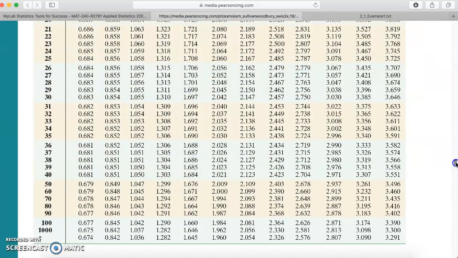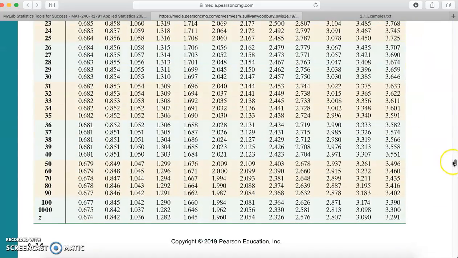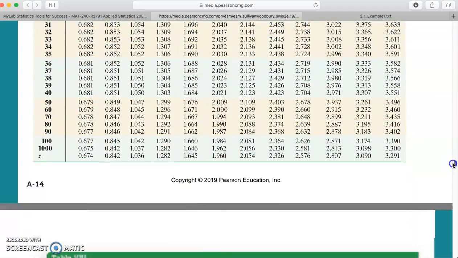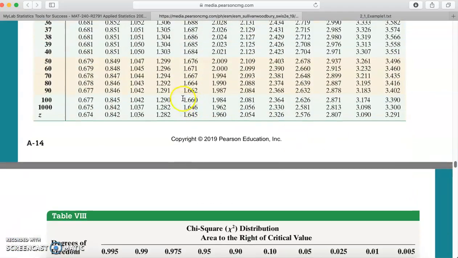Oops, I skipped to the next table. Sorry. But here's the problem. Let me make sure I'm on the right row. This is the row we need. Here's the problem, though. As you'll notice, it goes from 100 to 1,000. Now, I will say this, 951 is extremely close to 1,000, especially when you see how small the difference is between the degrees of freedom 100 and degrees of freedom 1,000. So you can use this number, this 1.646. I'm going to go ahead and write that.